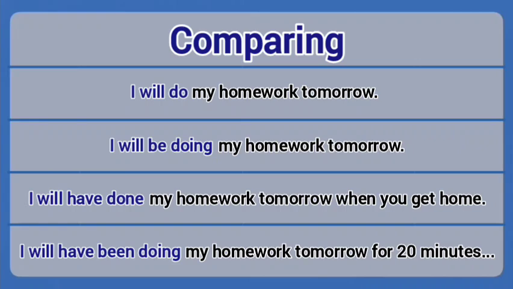Future continuous, happening. I will be doing my homework tomorrow. It means that it will be happening tomorrow. Future perfect, finished. I will have done my homework tomorrow when you get home. It means that I will have finished my homework when you get home tomorrow.